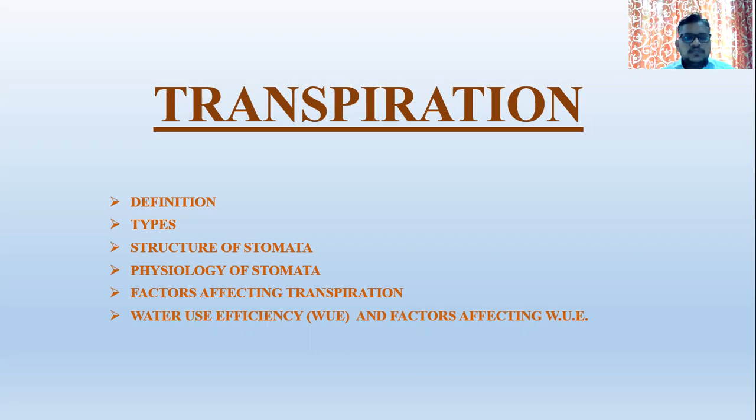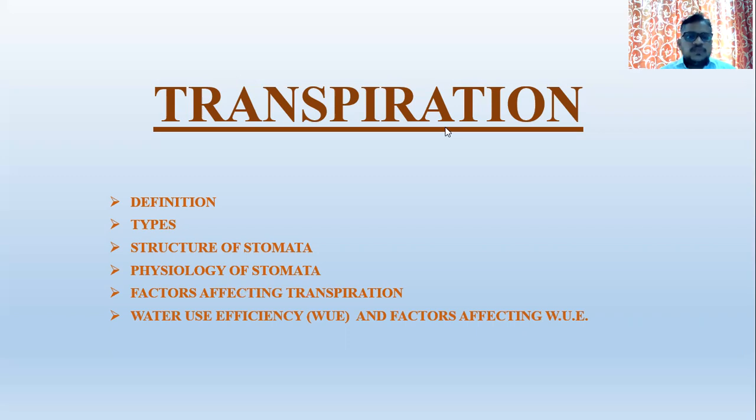So in our last lectures, we discussed absorption of water, then ascent of sap, and the different theories of ascent of sap, in which we came to know that water is absorbed by the root and pumped up from the root to the tip region. This upward movement of water is called ascent of sap. In today's lecture, we'll start with the definition of transpiration.